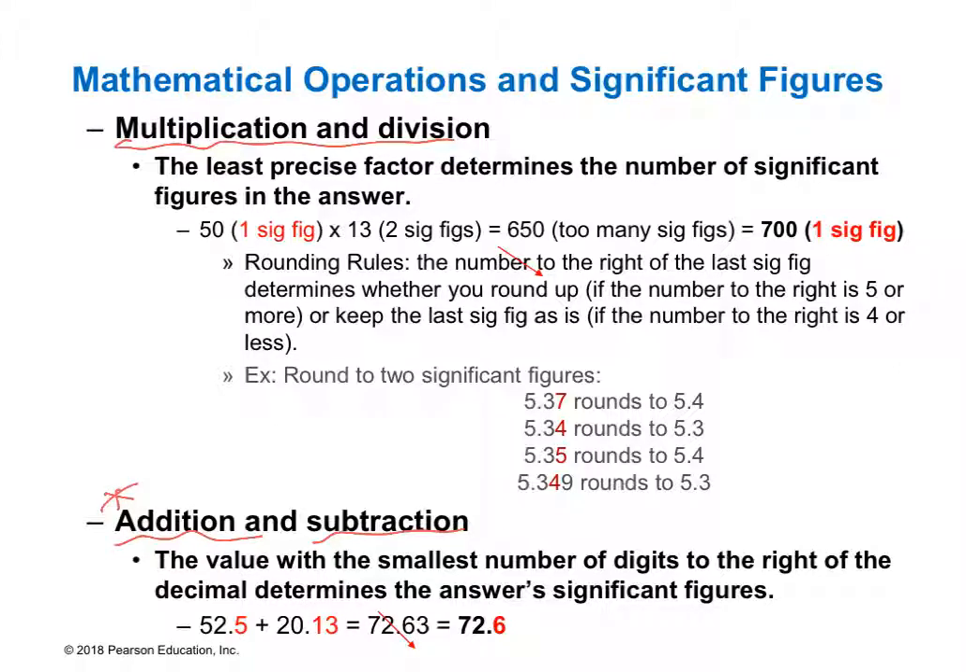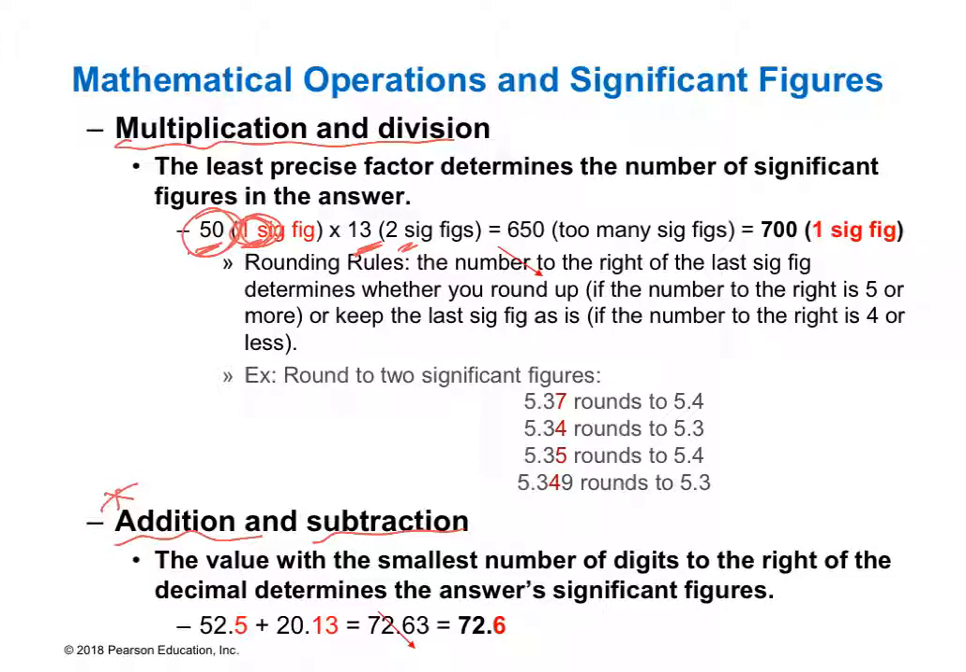Okay, so multiplying and dividing, you basically just count the total number of sig figs in all of the factors that you're multiplying and dividing. And the one that has the fewest sig figs is going to determine how many sig figs your answer has. So, for example, if we multiply 50, there's no decimal here, so that's only 1 sig fig, by 13, that has 2 sig figs. That means your answer can only have 1 sig fig, okay? Because it's always the weakest link, isn't it?